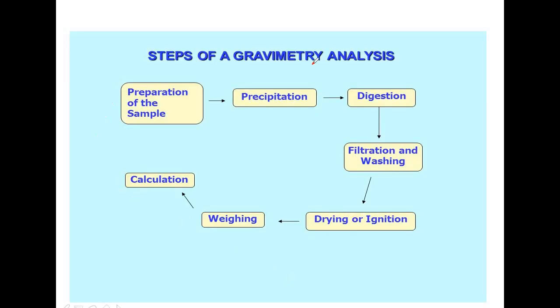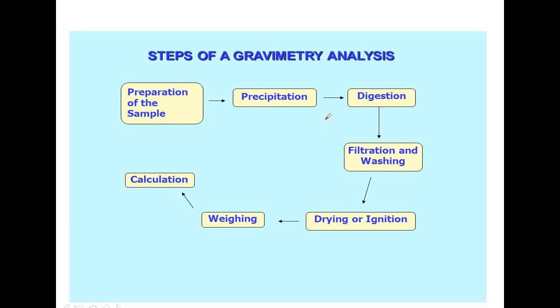Now what are the various steps involved in the gravimetric analysis? First we have to prepare the sample. We take the water sample containing sulfate ions and make it acidic by adding concentrated HCl. We keep it near the boiling point, and then bring about precipitation by adding the precipitating agent, that is barium chloride in this case.